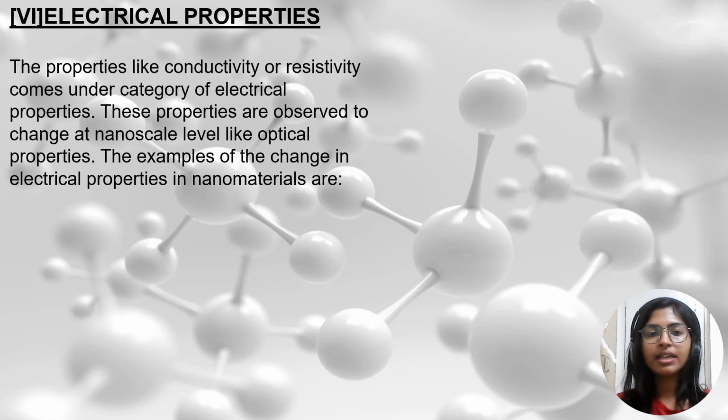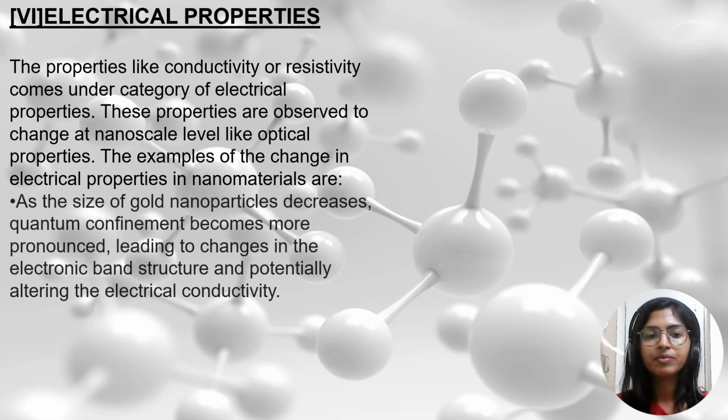The properties like conductivity or resistivity come under the category of electrical properties. These properties are observed to change at the nanoscale level, just like how optical properties change. The examples of the change in electrical properties in nanomaterials are: as the size of a gold nanoparticle decreases, quantum confinement becomes more and more pronounced, leading to changes in electronic band structure and potentially altering the electrical conductivity.